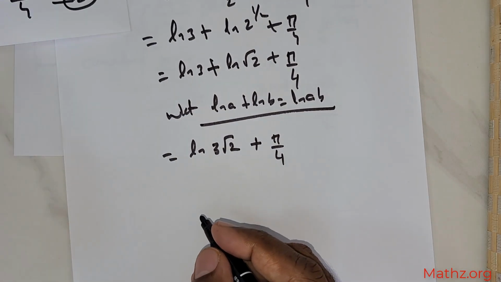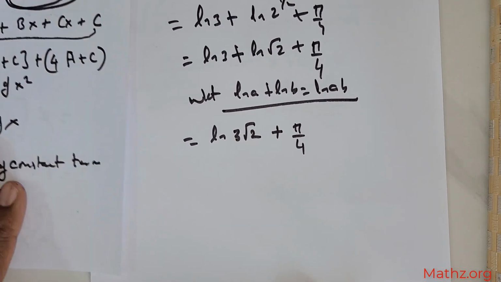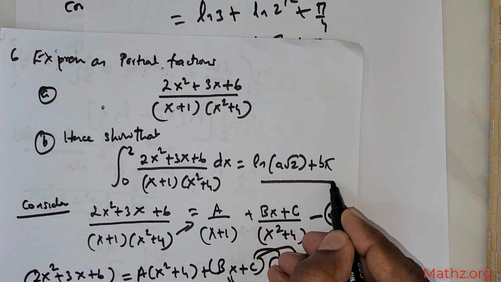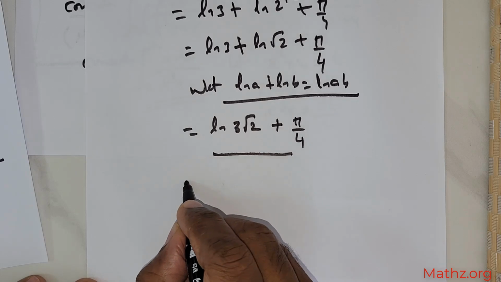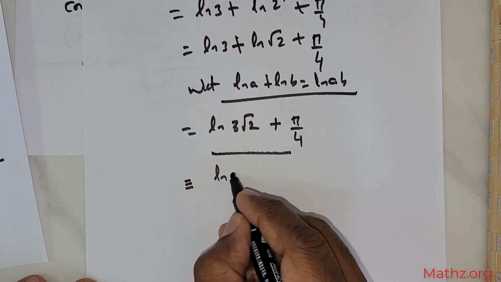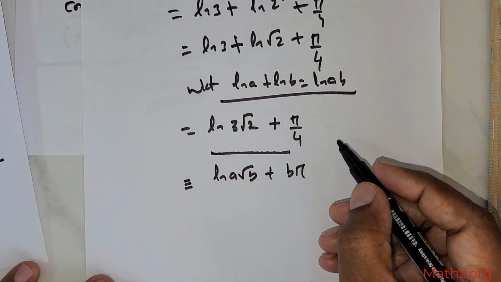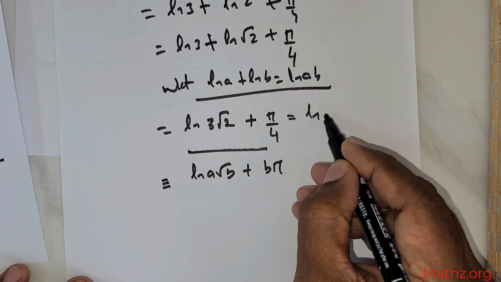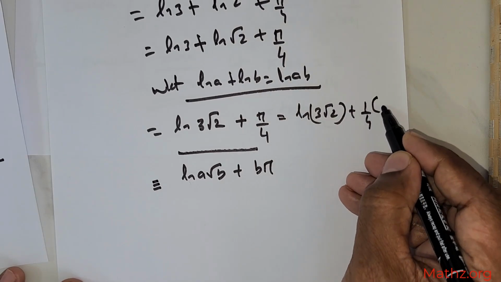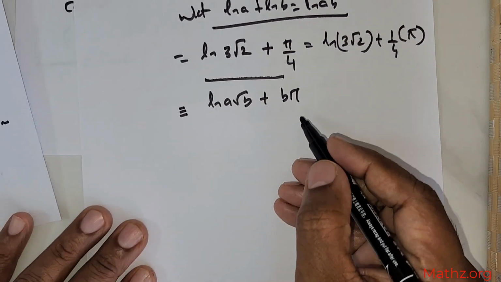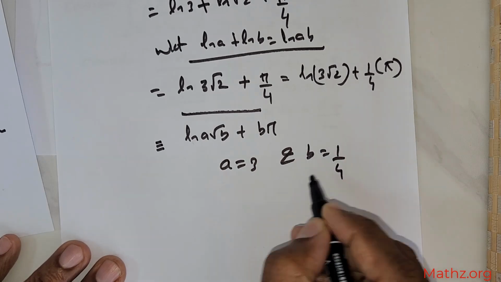So what is the requirement for this question? Let me show you. The requirement of this question is this. So what have we got here? This is similar to ln of a times root b plus b times pi, because this can always be rewritten as ln of 3 times root 2 plus b is 1 over 4 times pi. So if they are asking you the value of a and b, a is 3 and b is 1 over 4.